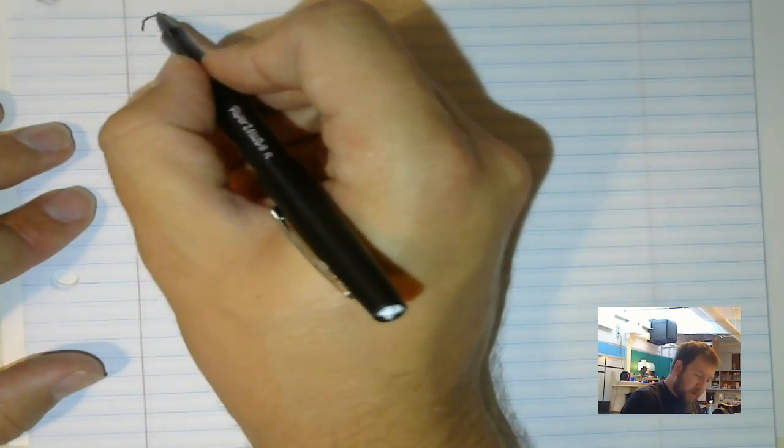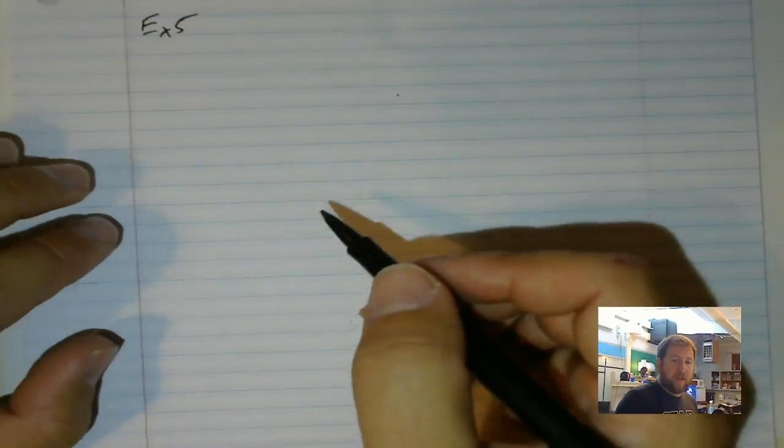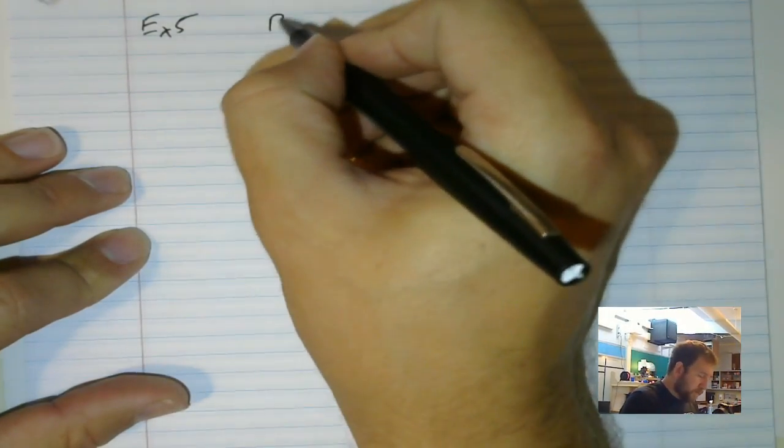I'm going to do one more. If you really want to watch, you can. If you don't, if you feel like you get it, then don't do it. Example 5. This one we're going to round to the nearest tenth, then divide.